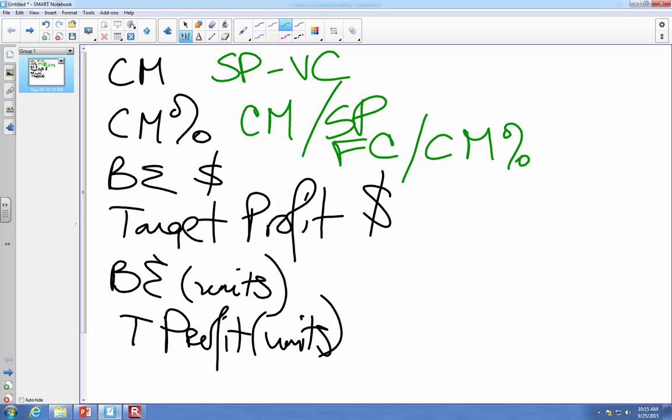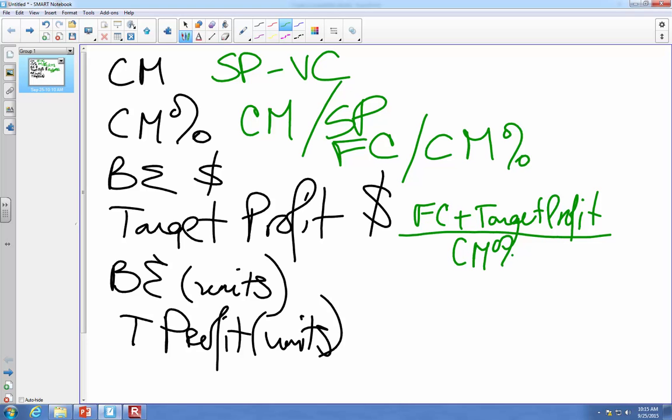Sarah, how do you get target profit in dollars? You're going to take your fixed cost plus your target profit. Yep. And divide that by your contribution margin percentage.